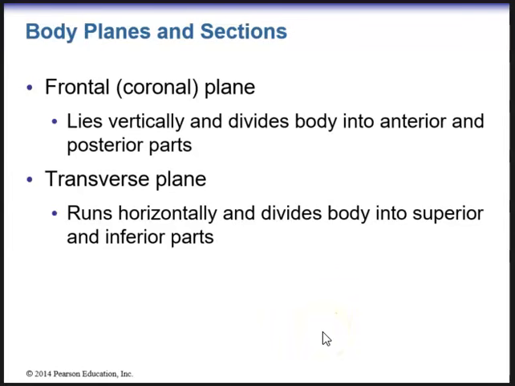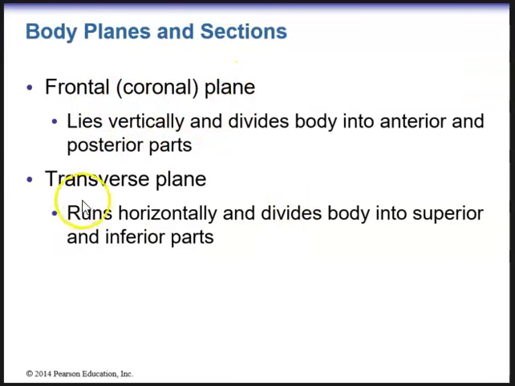So then we get into the different planes and sections of the body. The first plane we're going to talk about is the frontal or coronal plane. This plane lies vertically and divides the body into anterior and posterior parts. So imagine a plane separating the front part of your body from the back part of your body. So this is also known as the frontal or coronal plane. So these two terms are synonymous.